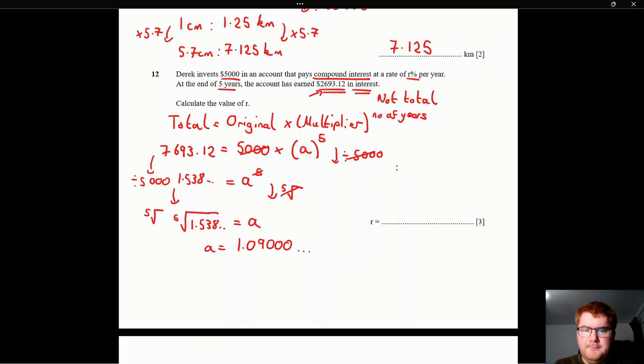And now we need to work out exactly how much the interest is. Well, remember how the multiplier is made up here. First of all, we can just times this number by 100, which gives us 109.000. And the key number here is this 9. That represents the percentage interest in this question. So R here is equal to 9%. And now we know that Derek actually had a rate of R% per year.